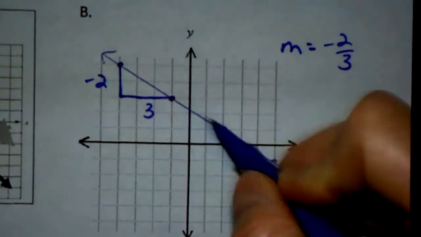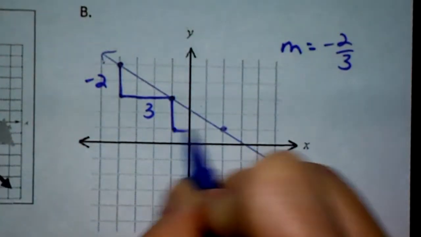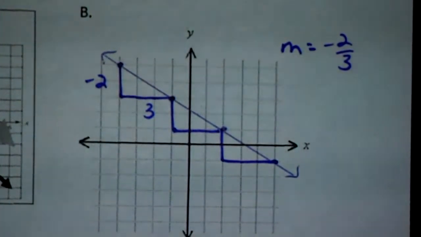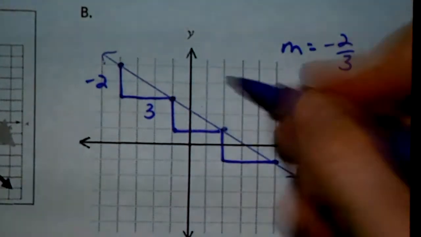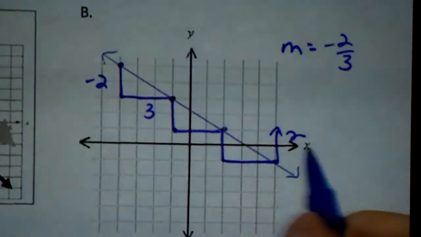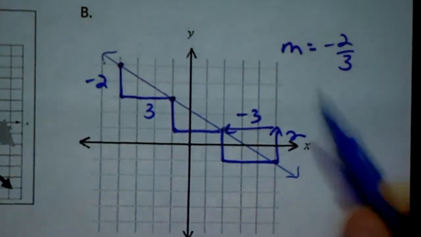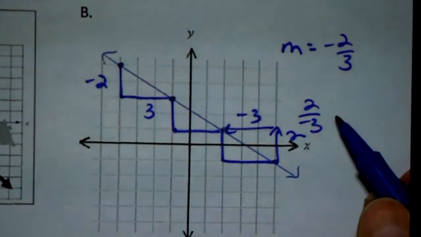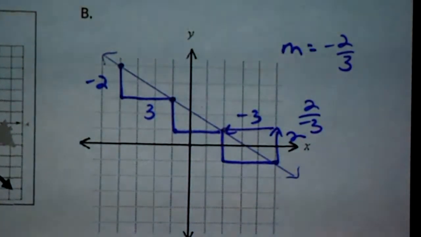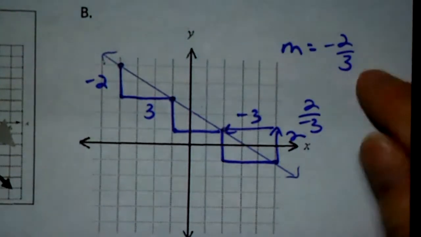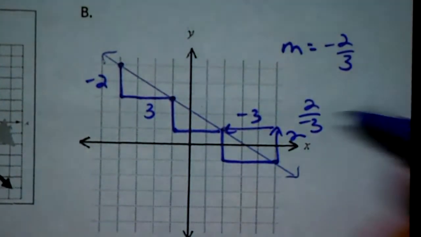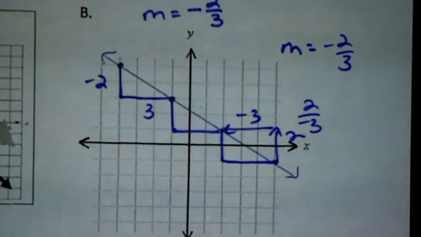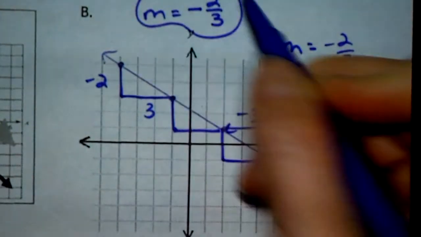Now, if I chose to go from this point to this point, I'd still go down 2, right 3. Down 2, right 3. That's the simplest way to get from one point to the next. If you would have chosen to go up 2 and left 3, you would have 2 over negative 3. Isn't that the same thing? Right? When you have the negative sign in the middle, it can go with either the top or the bottom. It doesn't really matter. So 2 over negative 3 is the same as negative 2 over 3. That's why you usually see it written in the middle, because it can go with either one. So the slope in this one, negative 2/3.